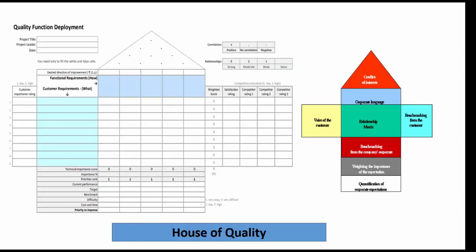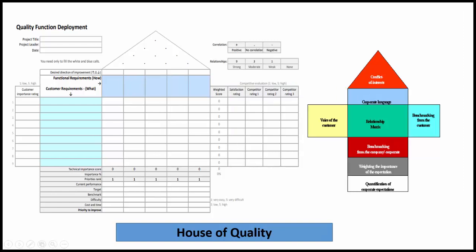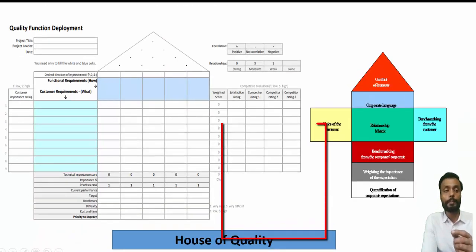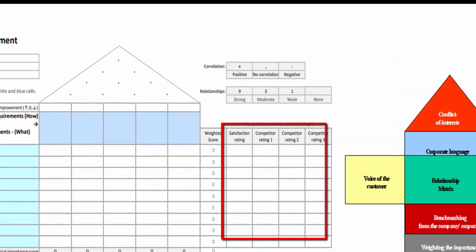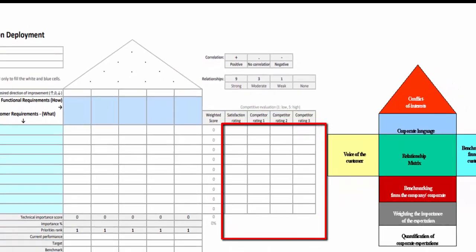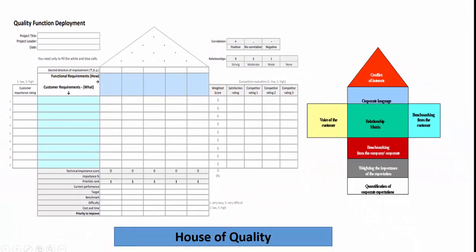Another house is benchmarking. Yes, this is what we talked about. We understood that once you identify your customer satisfaction, you would be rated on your satisfaction rating. What is your customer satisfaction in the present scenario, and then you would be rated on the same parameter in the market. So your competitor 1, competitor 2, competitor 3, whomsoever customer satisfaction data is available with you, you would put all the ratings over here on the same customer parameters which we talked about.